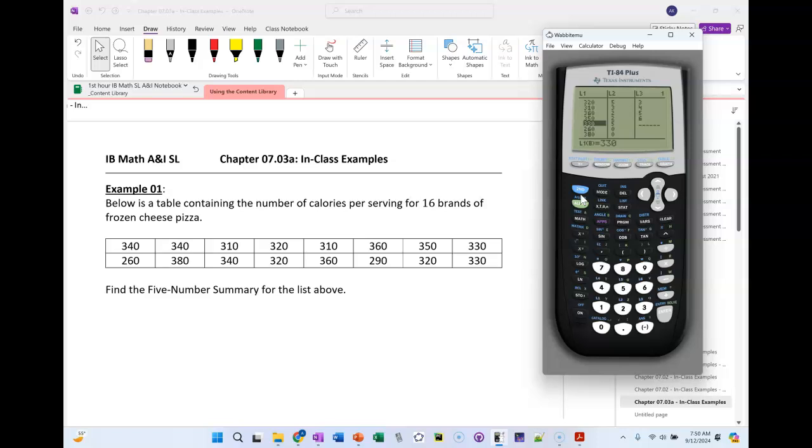Okay, if you have your data in, what do we do next? Second, quit, and then stat, calc, one variable stats, L1, no frequency list though, because it's just a single data list. How would I type this L1? You do second and the number 1. Look above the numbers 1, 2, 3, 4, 5, 6. In blue is L1, L2, L3, L4, etc.